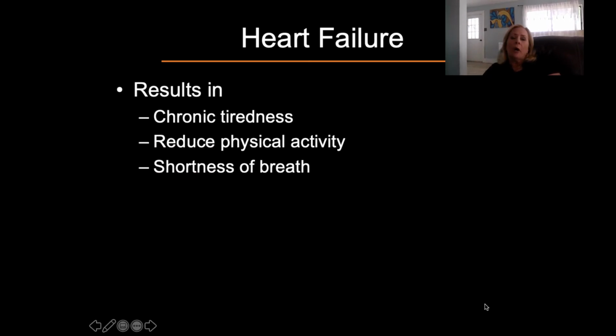So the results are the person is very tired. They have to reduce their physical activity. They have shortness of breath, and that's because, number one, they don't get enough oxygen circulating around into the system, but also, number two, you're going to have an increase in carbon dioxide levels in the blood. And if you remember, when CO2 levels go up, the pH of the blood goes down. And when that happens, you can have denaturing of proteins, various enzymes, and you can have other problems in the body because of that.